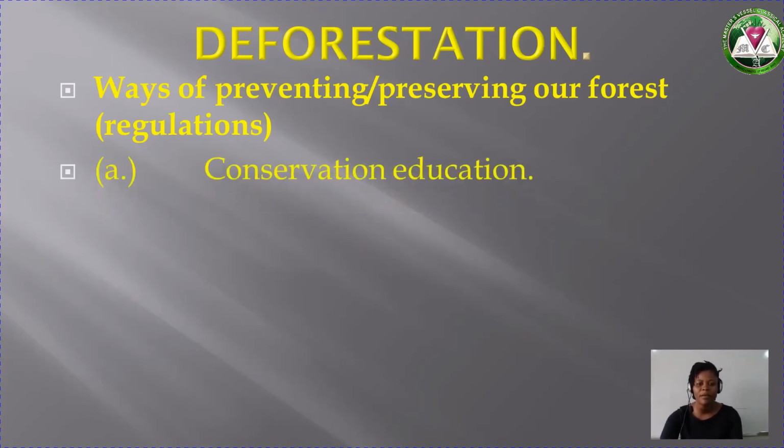Number one is conservation education, telling people how we can actually conserve our forest. Number two is afforestation. Repeat after me. Afforestation. Now, what is afforestation? Afforestation has to do with the deliberate planting of trees where you have no trees. In areas devoid of trees, you just say, let me go and plant trees so that I can build up the forest.